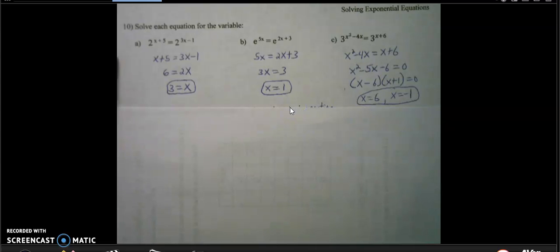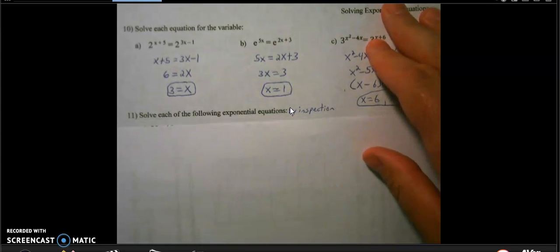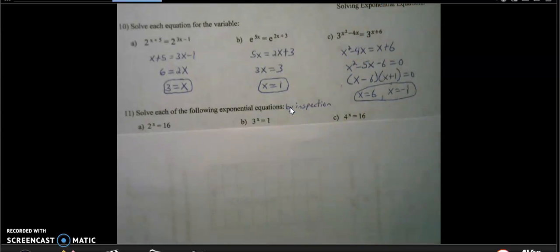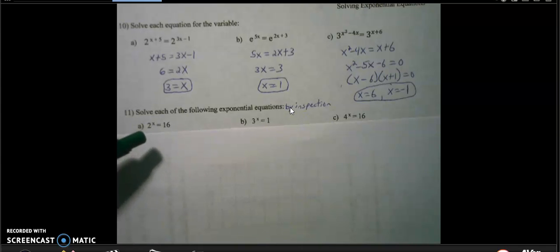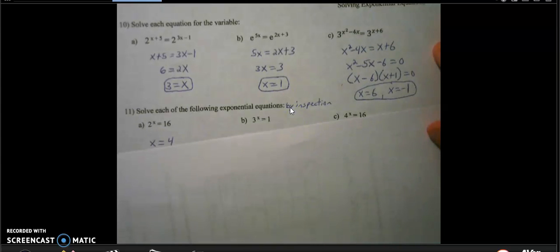The next type is solving exponential equations by inspection. So what that means is, if we have 2 to the x equals 16, you want to think about how many times do you multiply 2 by itself to get 16. Well, we know if we multiply 2 by itself 4 times, you end up with 16. So that's just x equals 4. So that's a pretty straightforward, easy one.